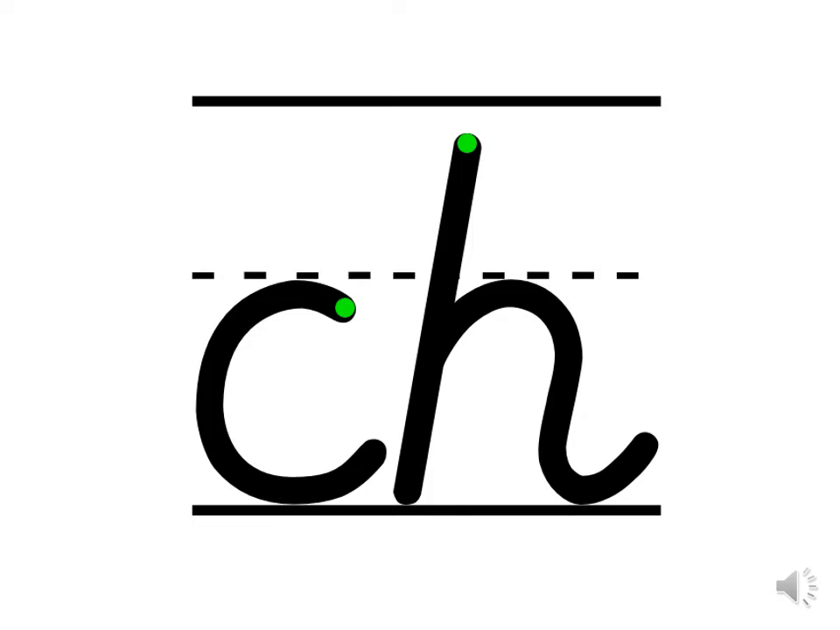Then the H is a one-armed robot letter. We have to go down to the bottom. Then we have to keep our pencil on the page to go up and over. So let's practice in the air first, putting our finger on the green dot at the top. We're going to go down, up, over, down and flick. Did you keep your finger in the air without taking it off?